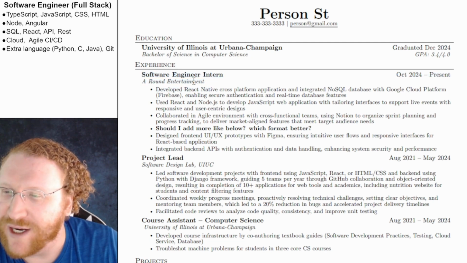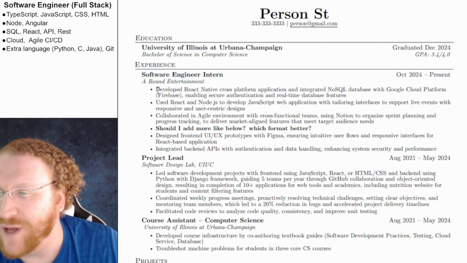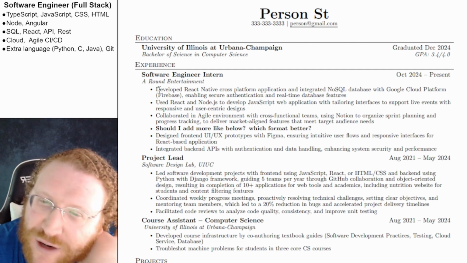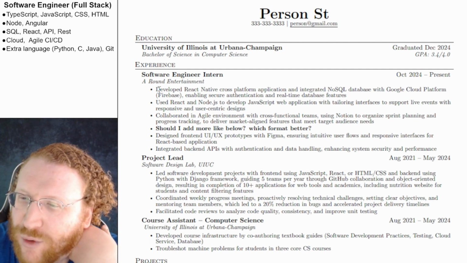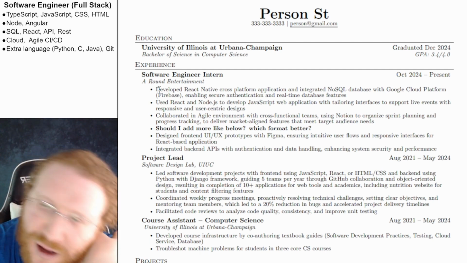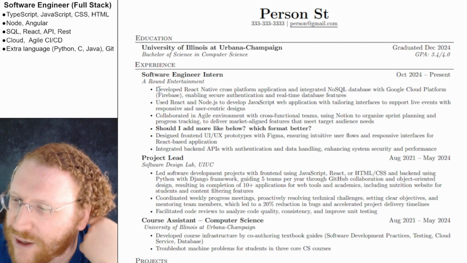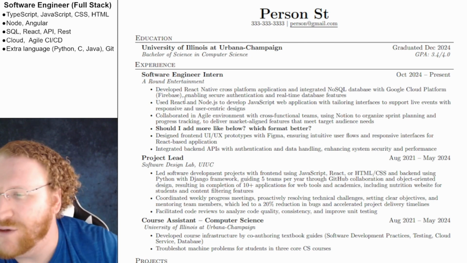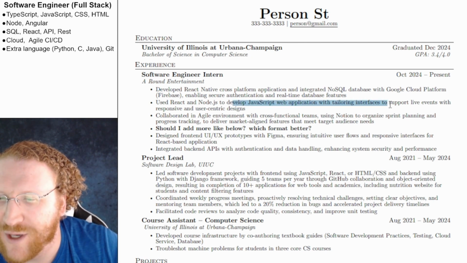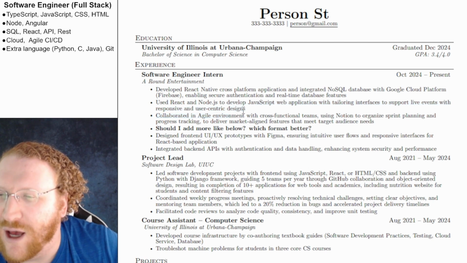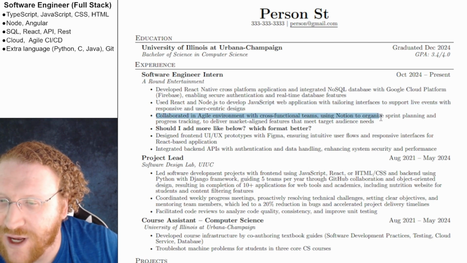This should be one line and italicized and not bolded. So, developed React Native and integrated NoSQL with Google Cloud Platform, enabling authentic real-time database. Okay, I'd like a little bit more, but that's still not bad. Used React and Node.js, developed JavaScript web application for live events. JavaScript's fine, collaborative and agile, Notion. And then you said, should I add more below?